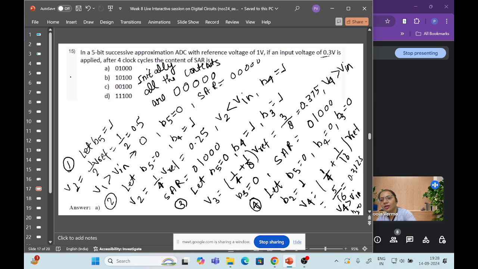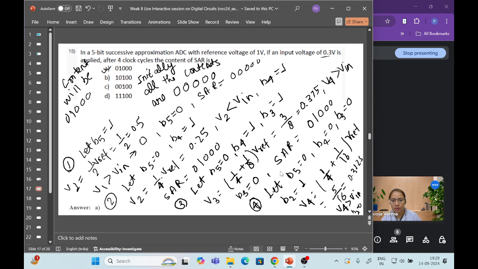So the content of the 4th clock pulse will be 0, 1, 0, 0, 0. It will be 0, 1, 0, 0 because that assumption is also false. So in that case, here also option A is the correct answer for this question. So you have to solve it in the same manner.